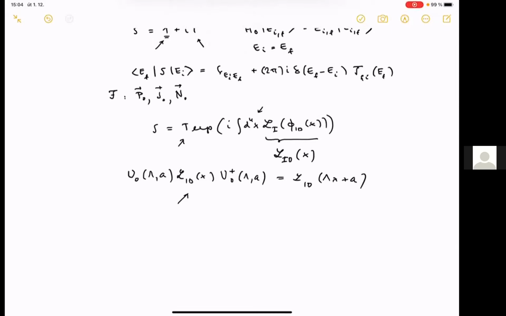Of course, if we rewrite this, expanding this exponential, so if we rewrite it as an infinite sum, n goes from 0 to infinity, i to the n over n factorial, and now n integrals d^4x_1 up to d^4x_n of the T product of the corresponding Lagrangian densities.